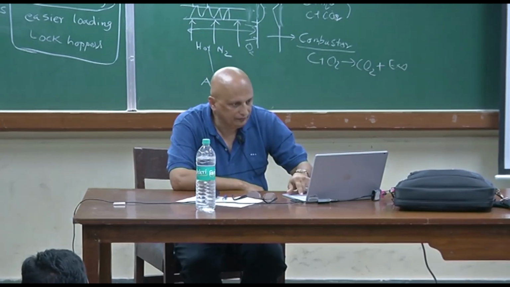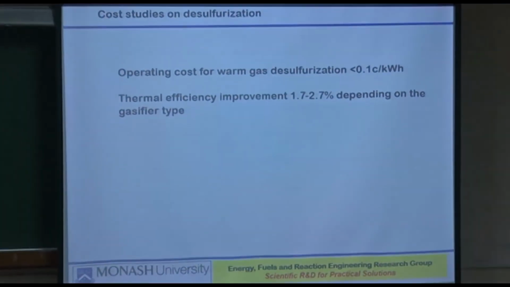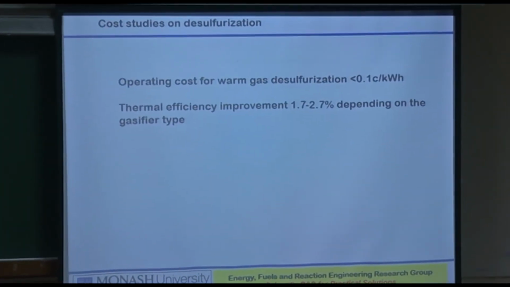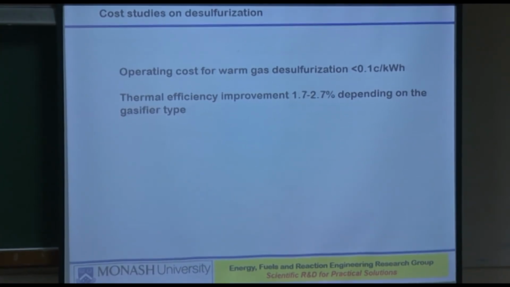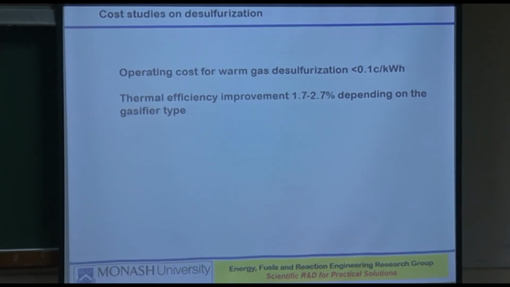Okay, so let's go to a little bit of a cost figure that I have been able to give. People usually don't give much cost figures. CapEx, I could not find anything. The operating cost of warm gas desulfurization, this is the NETL figure that they've been quoting, which is nothing. But so this is the operating cost. I could not find anything for the CapEx. I suspect the CapEx will be quite large.